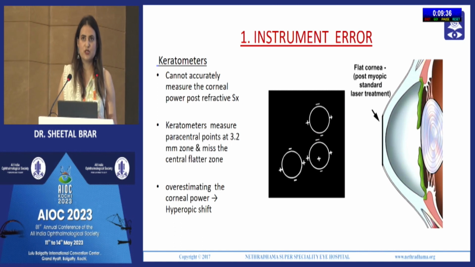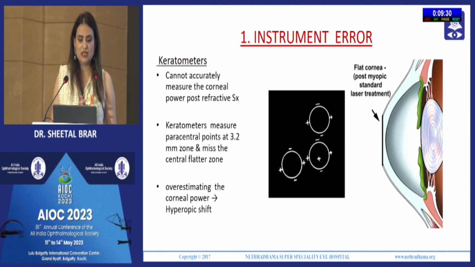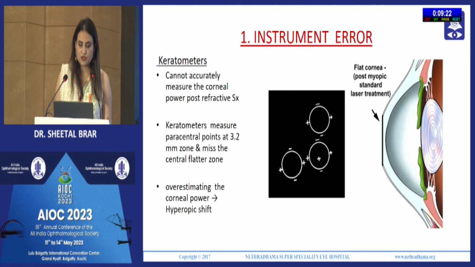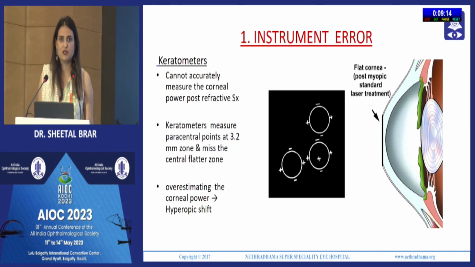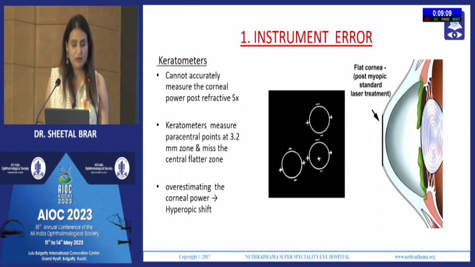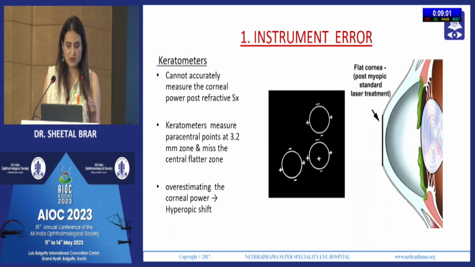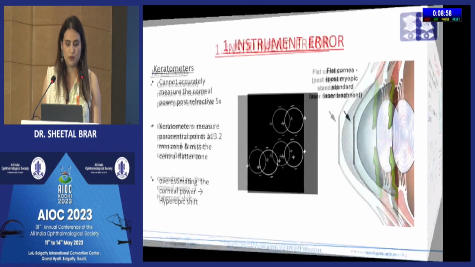So what happens when you use standard keratometers for corneal power measurement after LASIK is that these instruments cannot accurately measure the corneal power post-refractive surgery, because keratometers essentially measure the paracentral points at the 3.2 millimeter zone, and they miss the central flatter zone. We know that post-refractive surgery, especially myopic and also hyperopic surgery, the maximum change in the cornea occurs in the central 3 millimeter zone. So this is the area which is not measured accurately, and hence this can lead to overestimation of the corneal power and a resultant hyperopic shift.